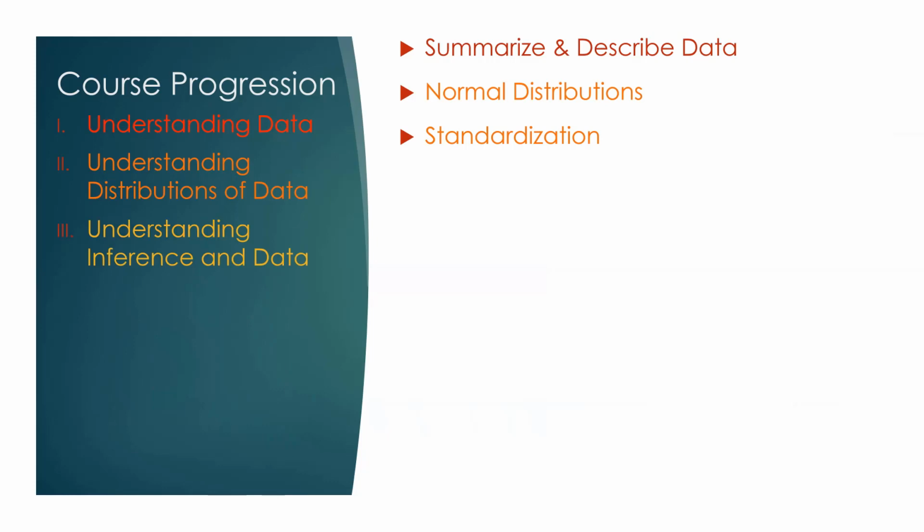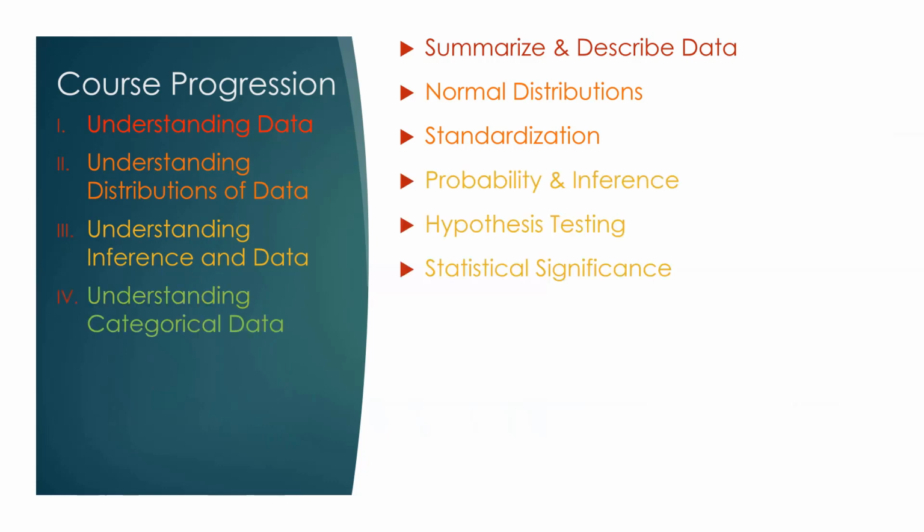Then we're going to look at inference in data. This is when we're going to be transitioning from descriptive statistics to inferential statistics. We're going to cover some basic things like probability and inference, hypothesis testing, statistical significance. And those 3 things there are going to be very foundational for the rest of the class. Once we get to section 4, understanding categorical data, the rest of the class is going to focus on inferential stats.